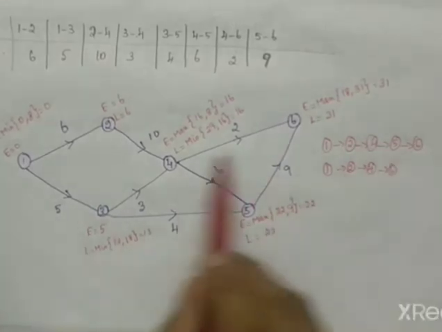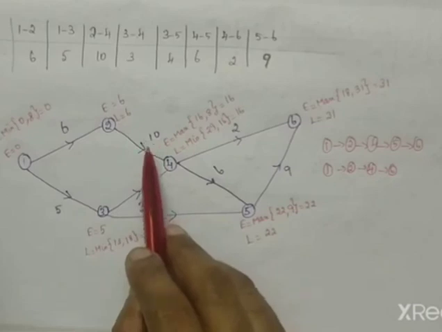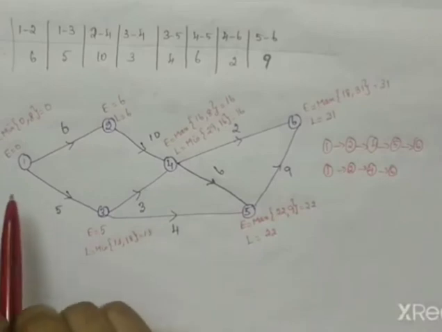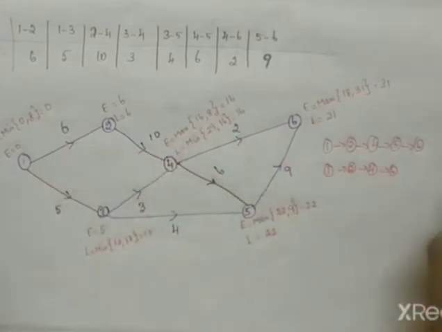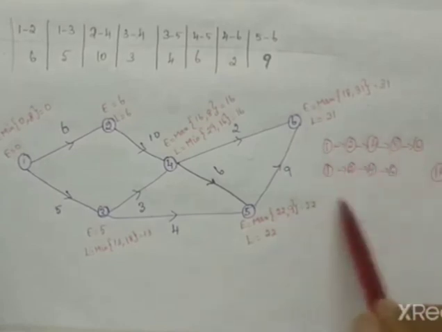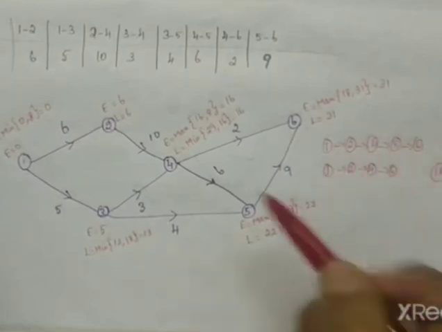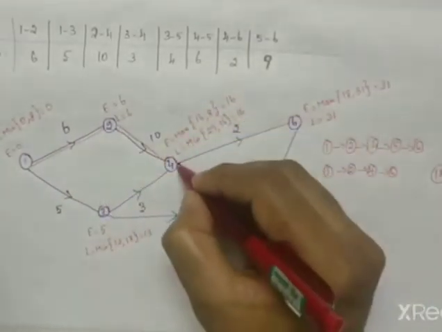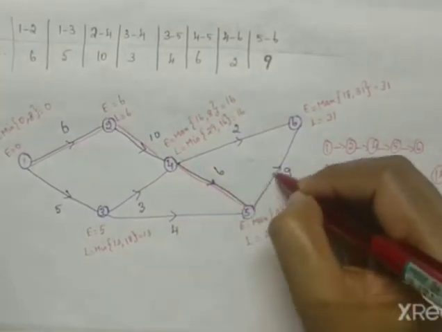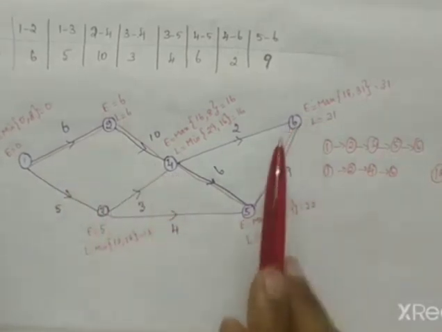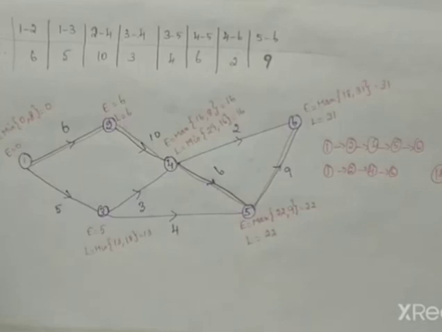Now calculate the duration: 1 to 2 is 6, 6 plus 10 is 16, 16 plus 6 is 22, 22 plus 9 is 31. For the other path, 6 plus 10 plus 2 is 18. So the first one is correct, because the total duration will be 31. So your critical path is this one. You have to draw the critical path with double lines: this one, the next one, the next one, and the next one. So your critical path is 1 to 2, 2 to 4, 4 to 5 and 5 to 6, and the total duration of this project is 31 hours.